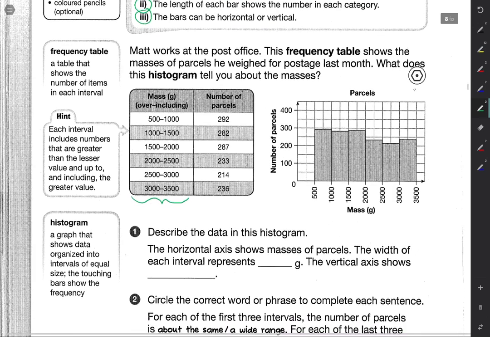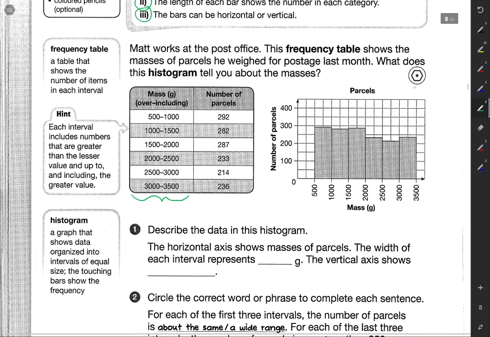So let's look at number one. Describe the data in this histogram. The horizontal axis shows masses of parcels. The width of each interval represents, well, how many grams are there in each interval? 500 to 1,000, that would be 500 grams. And you'll notice each interval goes up by 500s. It is important to keep that consistent.